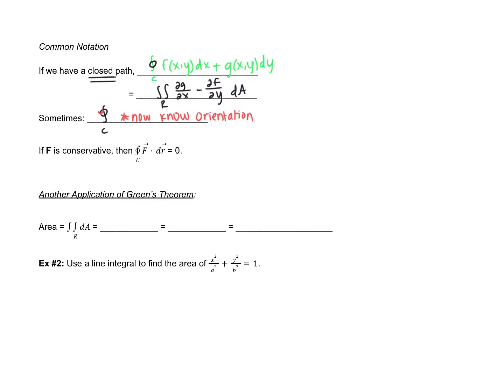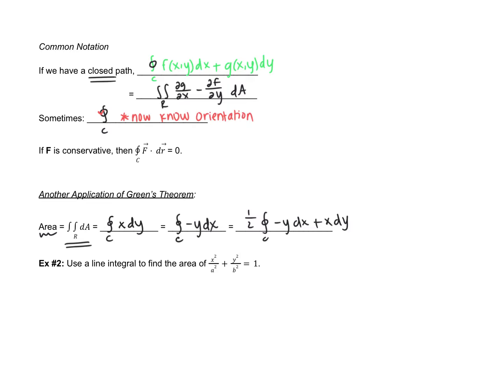Okay, next thing, another application of Green's theorem. So we've looked at before that we can use a double integral to calculate area. We can also, though, do this as a line integral of x dy, which is the same as the line integral of negative y dx, or we can do 1/2 the line integral of negative y dx add x dy. So any of those will calculate area as well.